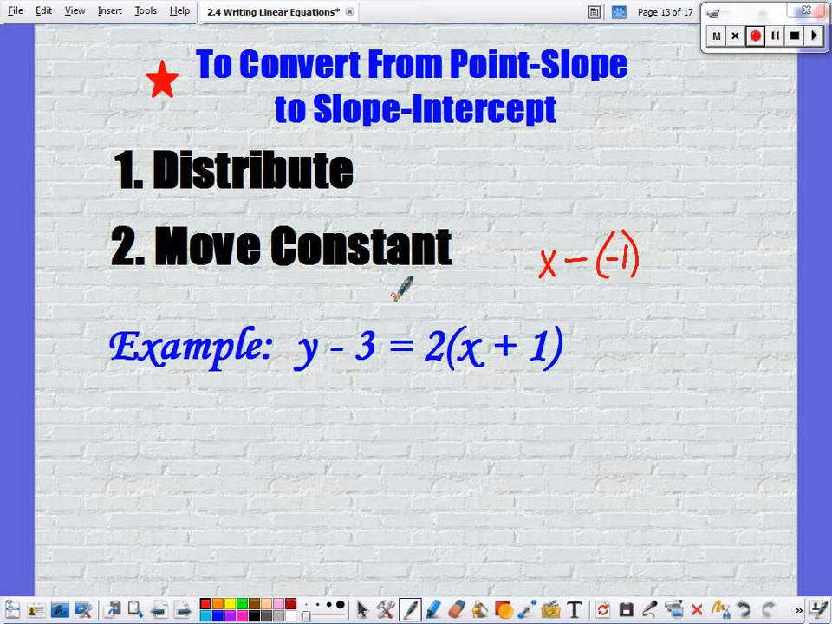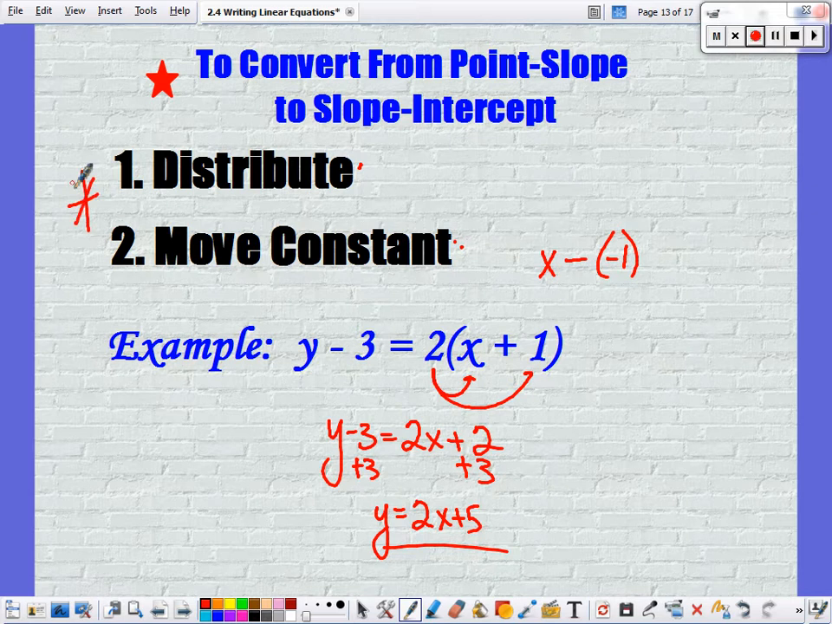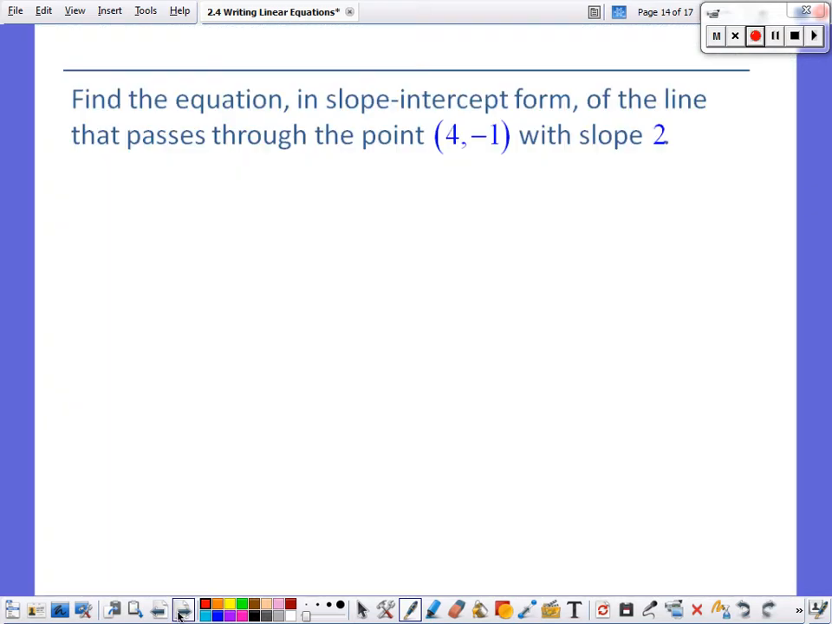And how to do that is simply through this idea of distributing and moving your constant. It's the same every time. Distribute, move your constant. So we distribute the 2, the slope, throughout that bubble, and then we simply add the constant to the other constant. What you'll notice is that isolates my y, so it's in slope-intercept form. So to go from point slope to slope-intercept, you really want to get down this idea of distribute, move your constant. Okay? Let's look at a problem.